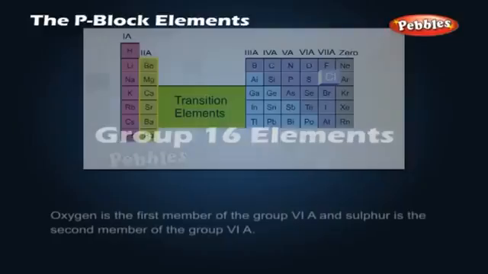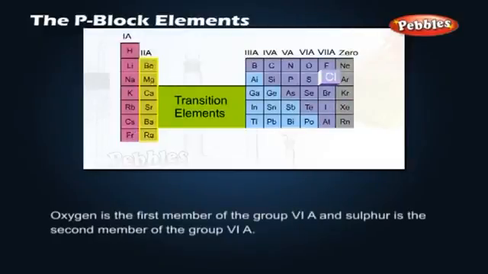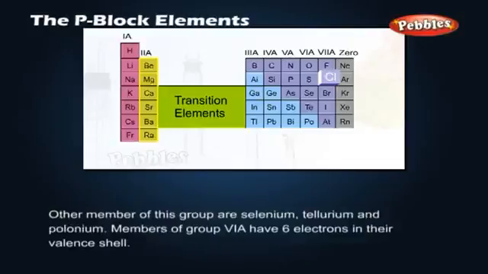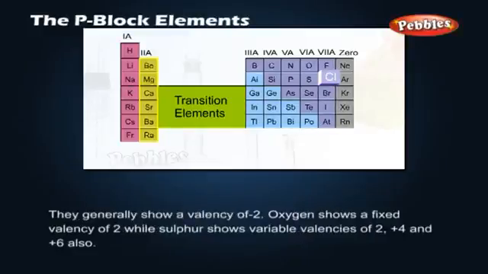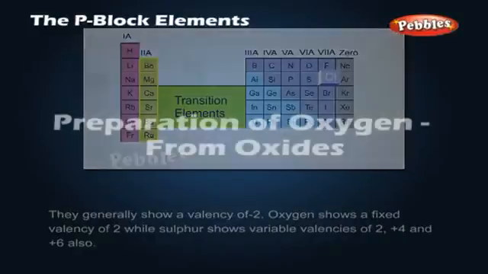Group 16 elements. Oxygen is the first member of group 6A and sulfur is the second member of this group. Other members of this group are selenium, tellurium, and polonium. Members of group 6A have 6 electrons in their valence shell. They generally show a valency of -2. Oxygen shows a fixed valency of 2. Sulfur shows variable valencies of 2, +4, and +6 also.